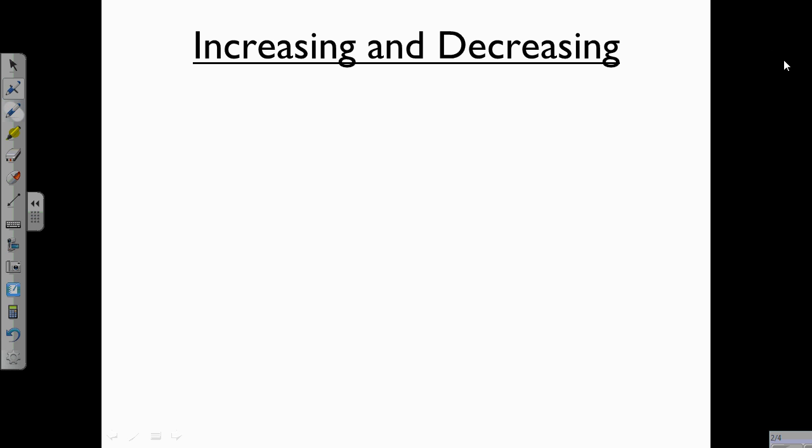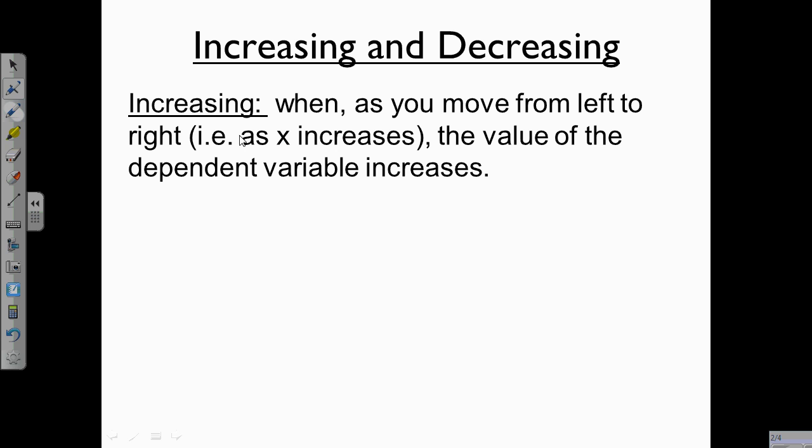All right, in this video, we're going to take a look at increasing and decreasing intervals for the properties of a function. And there are other videos out there for all the other properties if you need. So increasing represents when, as we move from left to right, in other words, as x increases, the value of the dependent variable, or y, will increase. So our graph's going to be going up.